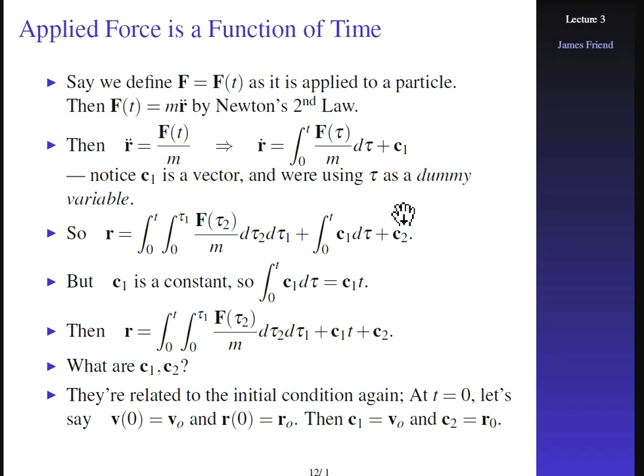And then we have another constant here, c2. Notice it's also a vector constant. c1 is a constant, so the integral from 0 to t of c1 d tau is c1 t. Simple enough, because we can pull c1 out of the integral, and the integral from 0 to t of d tau is just t itself. So our position vector is defined as this integral plus c1 t plus c2. If we know our initial conditions, we can find what c1 and c2 would be. Suppose that v at time equals 0 is v0, and the position is r0 at time equals 0. Then c1 is equal to v0, and c2 is equal to r0.